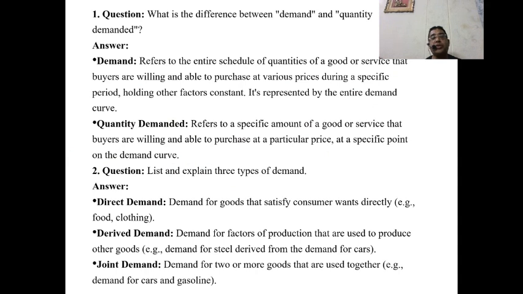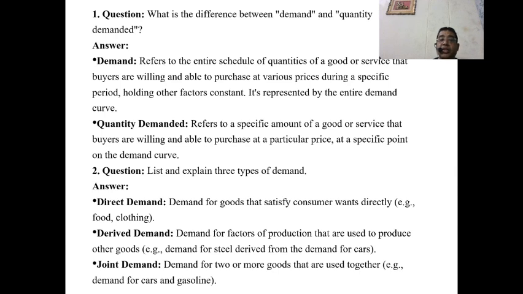Now taking some questions other than numerical. What is the difference between demand and quantity demanded? Demand refers to the entire schedule of quantities of a good or service that buyers are willing and able to purchase at various prices during a specific period, holding other factors constant. It is represented by the entire demand curve. What is the quantity demanded? It refers to the specific amount of goods or services that buyers are willing and able to purchase at a particular price, at a specific point on the demand curve.